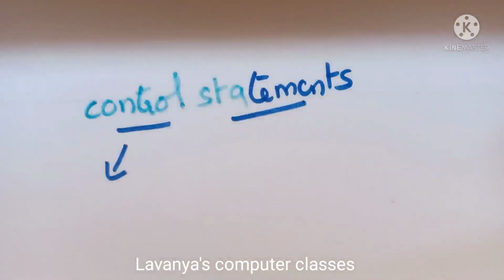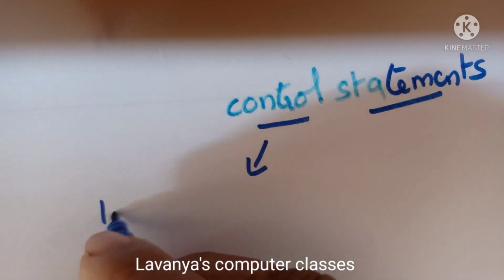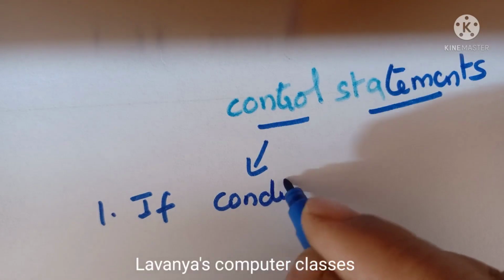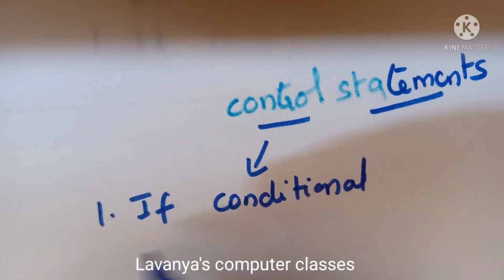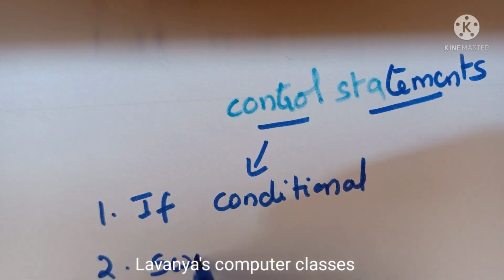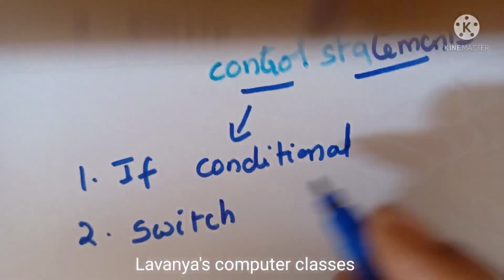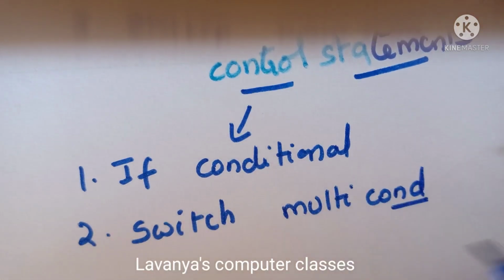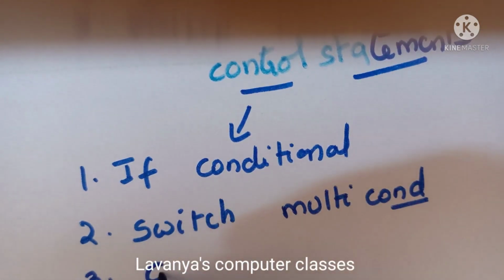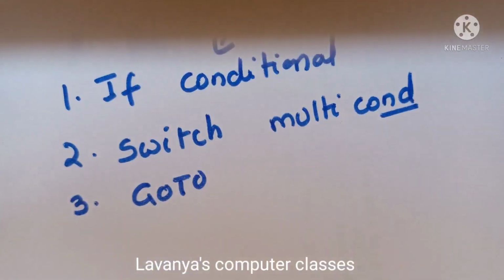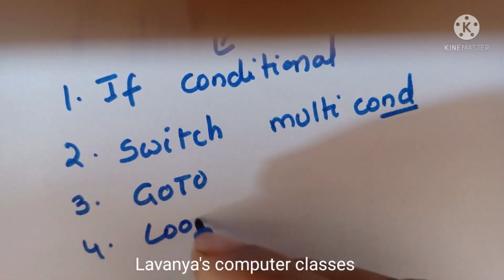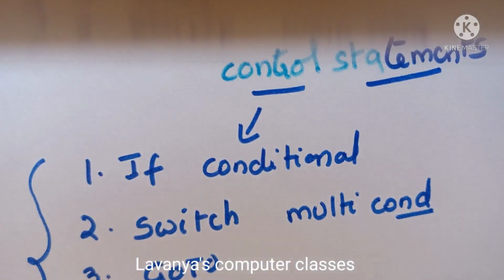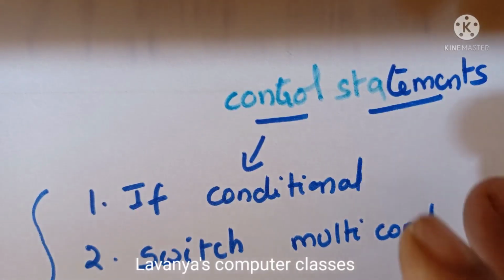So what are the control statements? First we go for the if statement. The if conditional statement is a control statement, and the second one is switch. Switch is also a control statement because it is a multi-conditional statement. Then goto is a control statement, and loop statements. These four are called control statements in any language. Now let us explain through Java.